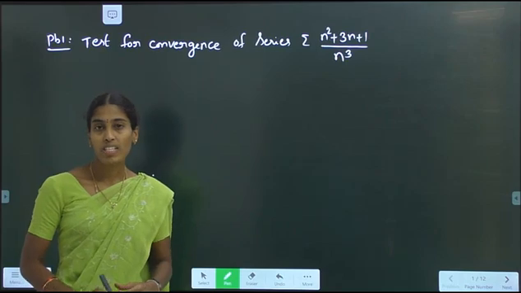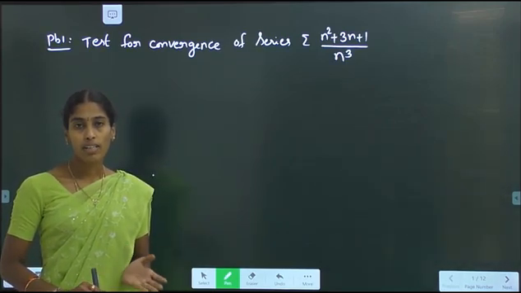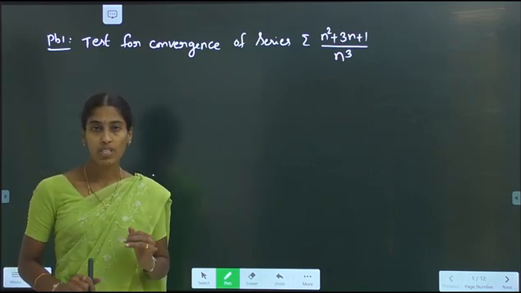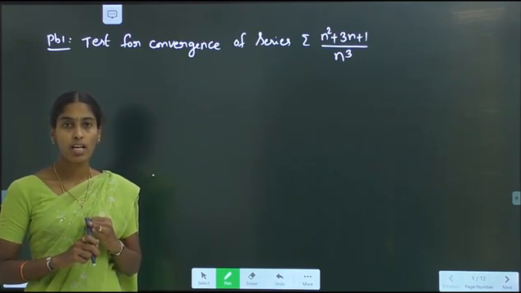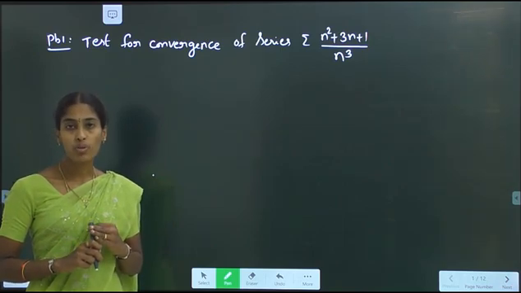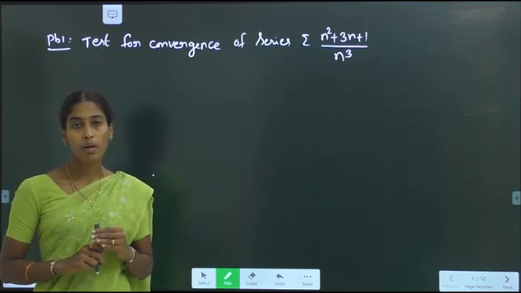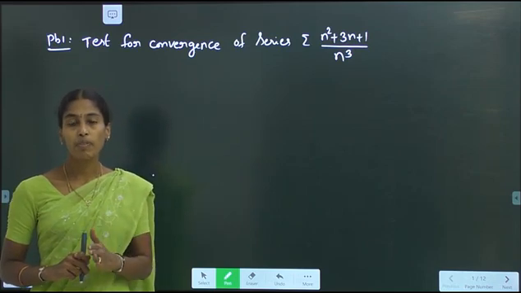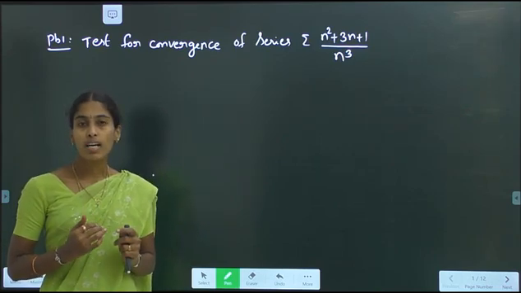Hi students, in the previous class we covered the topic on series, where we discussed the comparison test. In comparison test we have three types. First one is comparison test for convergence, second one is comparison test for divergence, and the third test is comparison test limit form. Third one is very useful, but what is the drawback of that comparison test limit form?